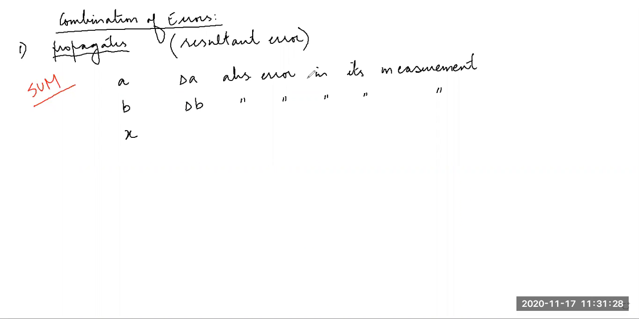Yes. So, students, today we want to discuss propagation or combination of errors. What does it mean? Let's say we have a quantity A. It can be length or area or diameter, anything, any measurement. Let A be a quantity and delta A the absolute error in its measurement. Similarly, let another quantity be B and let delta B be the absolute error in its measurement.